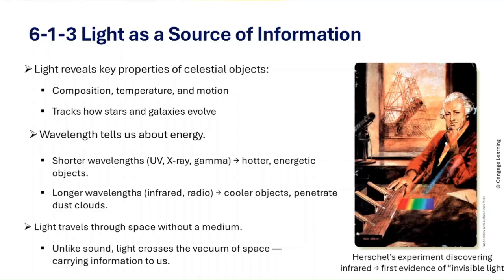So every photon is just like a messenger, carrying a piece of the story of its source. By studying light, astronomers learn about composition, temperature, motion, and even the life cycle of stars and galaxies. Amazing, right? Now with this, we conclude section 1 of chapter 6. Next, we will explore how telescopes and instruments actually collect this light and transform it into data that astronomers can analyze.